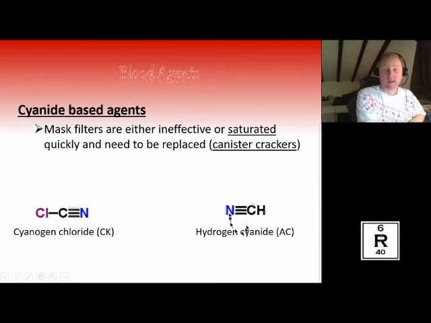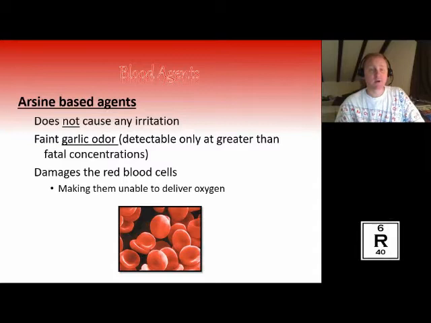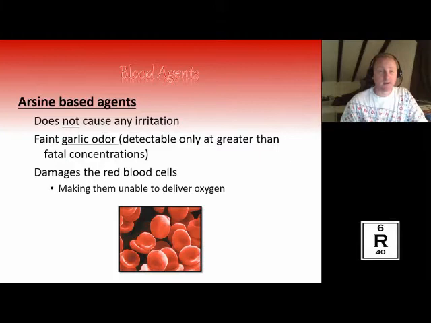You also have arsenic-based blood agents, or arsine-based blood agents. These do not cause irritation, so they're not going to give you that warning, and they have a faint garlic odor. If you watched the first video in our lesson, about Saddam Hussein putting all those chemicals on the Kurds, one of the survivors stated that it smelled like garlic. That would mean, by his statement, that he was exposed to an arsine-based blood agent.